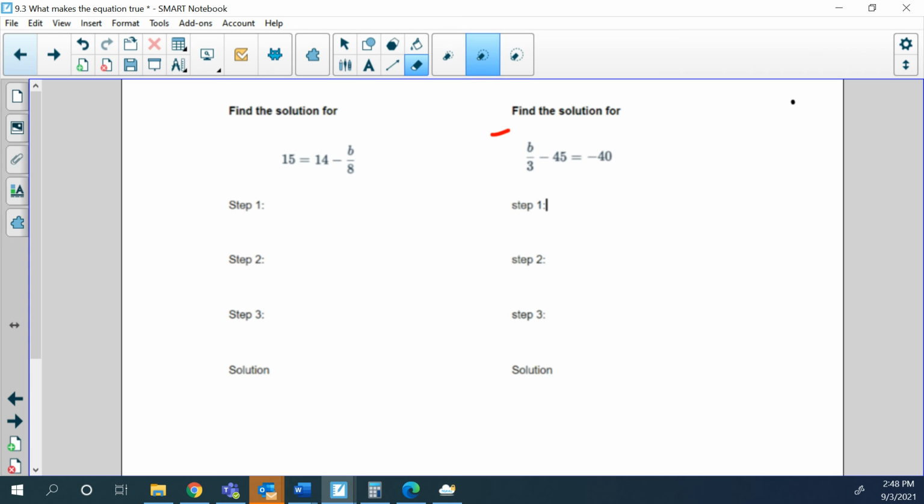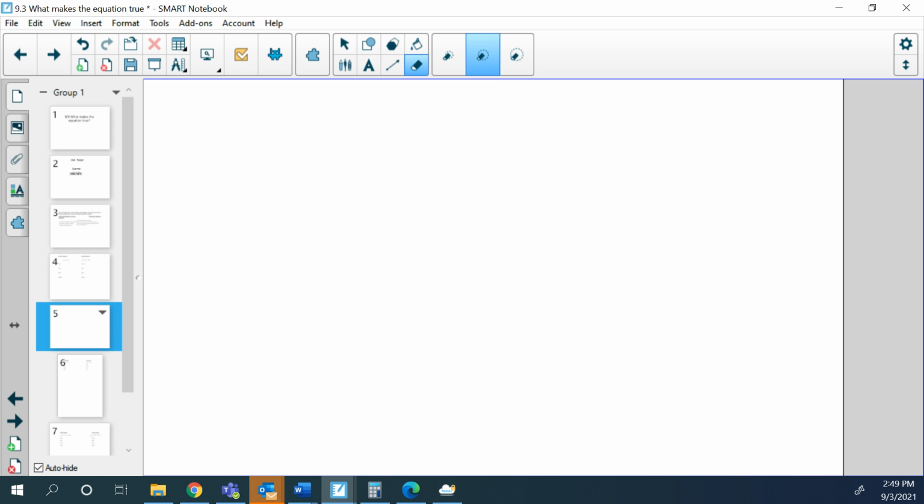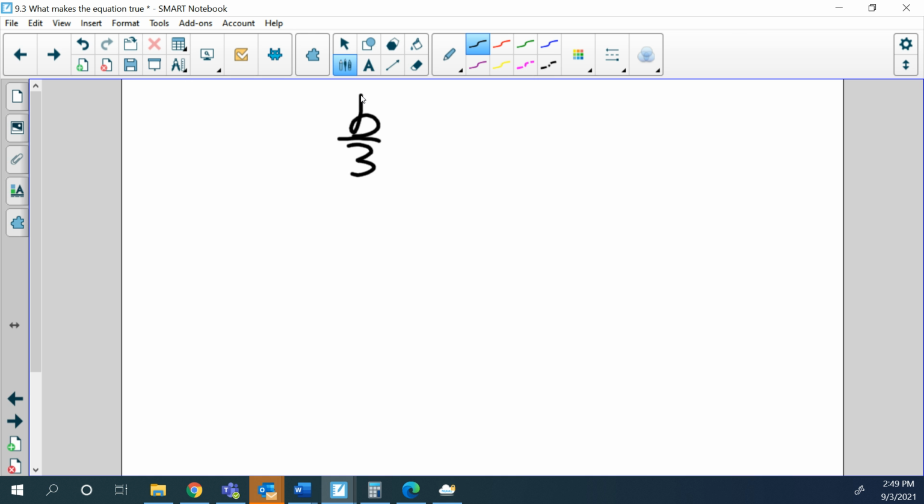All right, guys. Today's lesson is a continuation of yesterday. Solve for x. We did not get to these two problems because we went over the test. And so let's solve for this. We have b third. Let's use a new slide so I can have more space. So we have b third minus 45, and that is equal to negative 40.